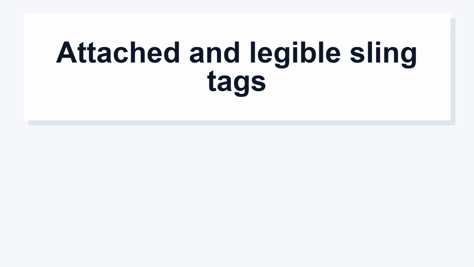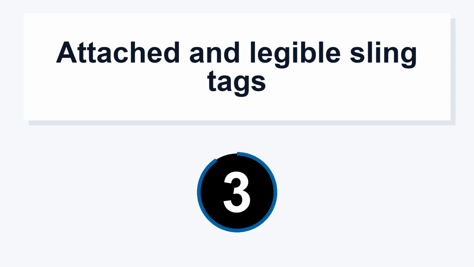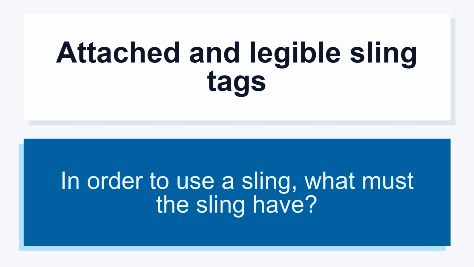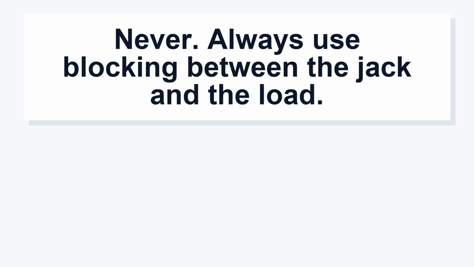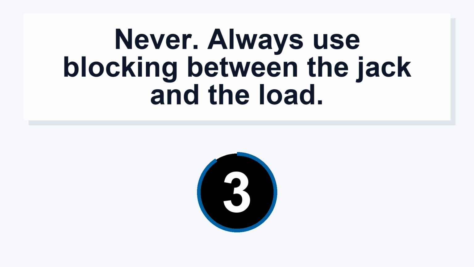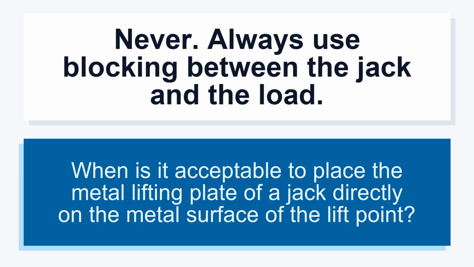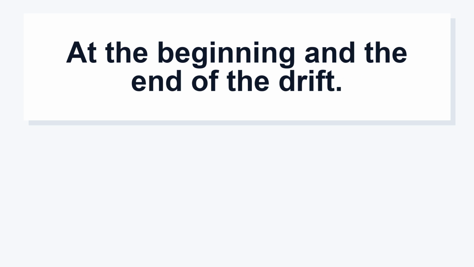Attached and legible sling tags. In order to use a sling, what must the sling have? Never. Always use blocking between the jack and the load. When is it acceptable to place the metal lifting plate of a jack directly on the metal surface of the lift point?